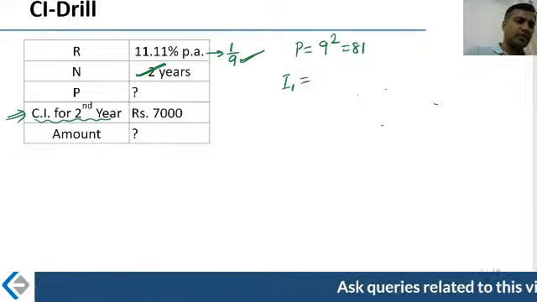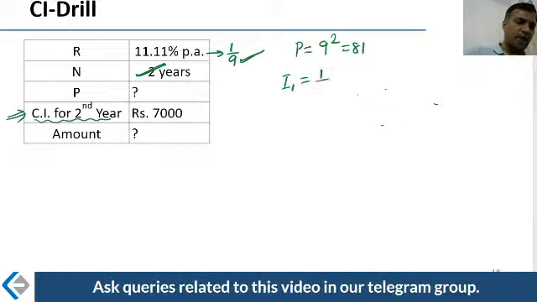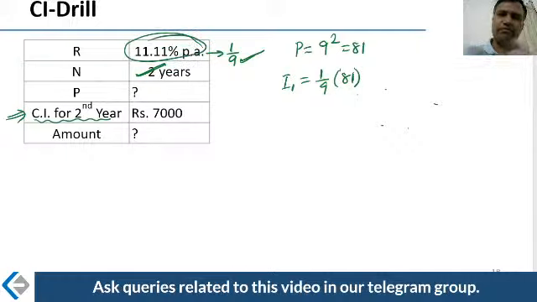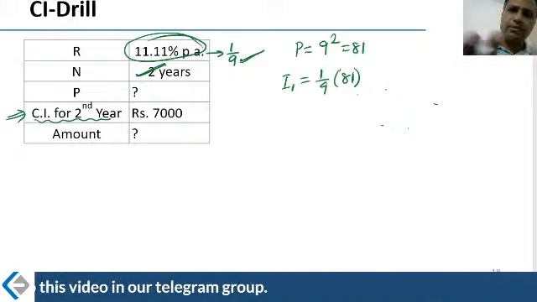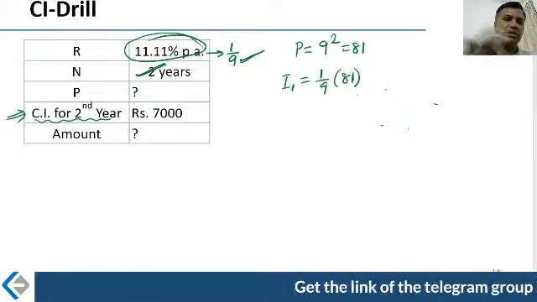What is the interest for the second year? First year, interest for the first year is 1 by 9th of the principal. R percent of principal, 11.11% of principal. What is R percent, friends? 1 by 9 times of what? Principal. Simple. All right, now that's a pretty simple proposition.